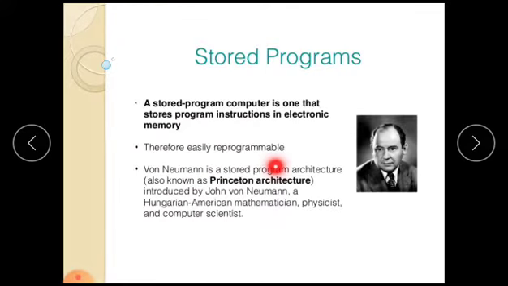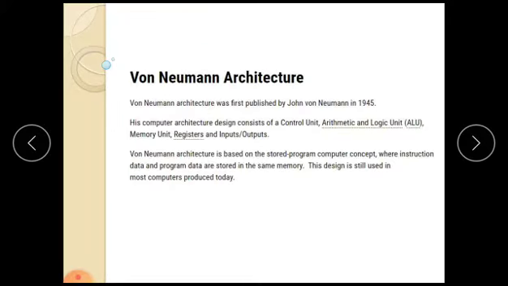Von Neumann is a stored program architecture introduced by John von Neumann, who is a Hungarian American mathematician, physicist, and computer scientist. Von Neumann architecture was first published by John von Neumann in 1945. His computer architecture design consists of a control unit, arithmetic and logic unit, which is known as ALU, and memory unit, registers and input outputs.